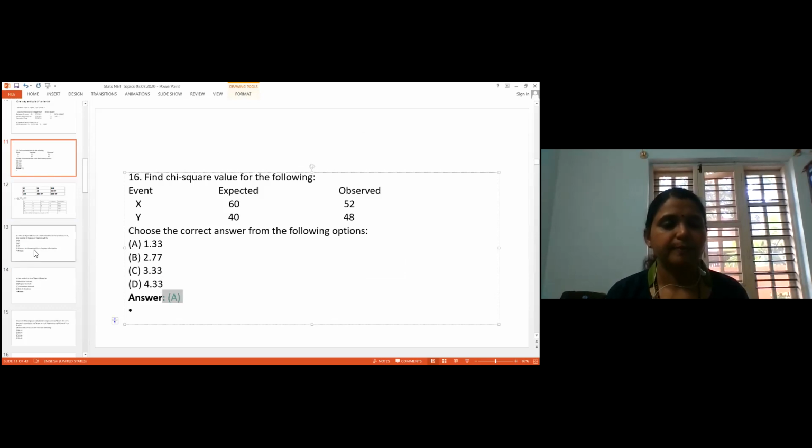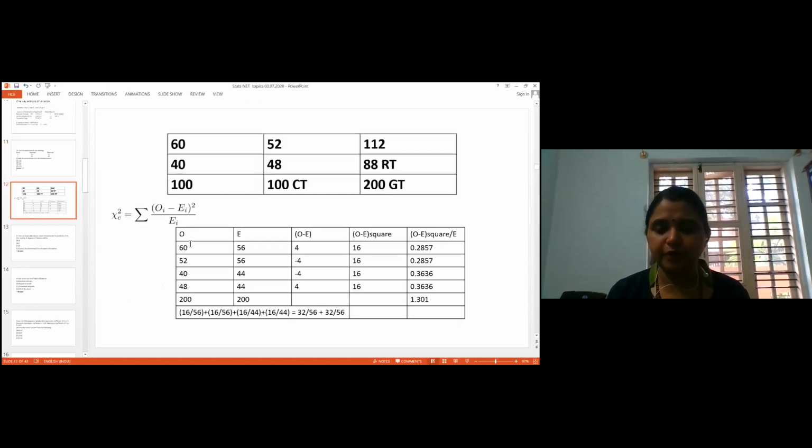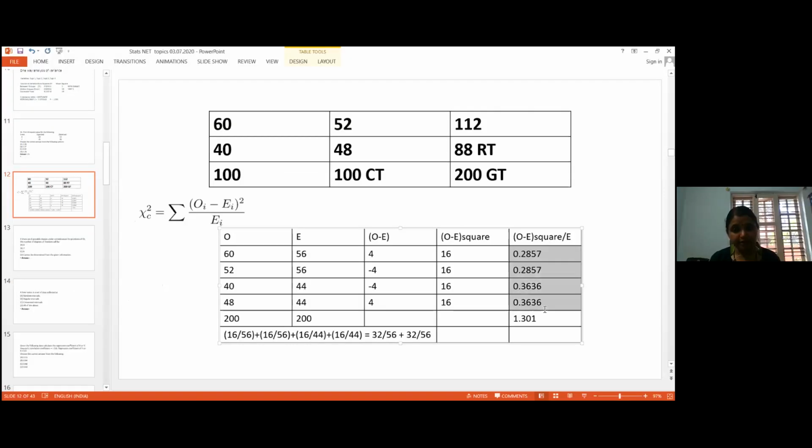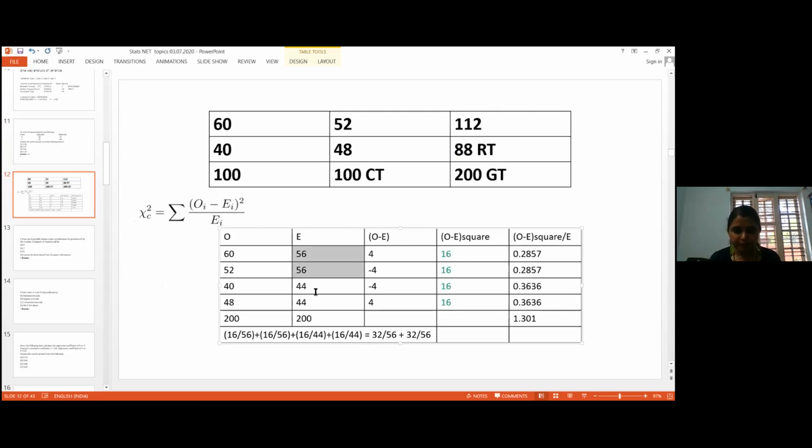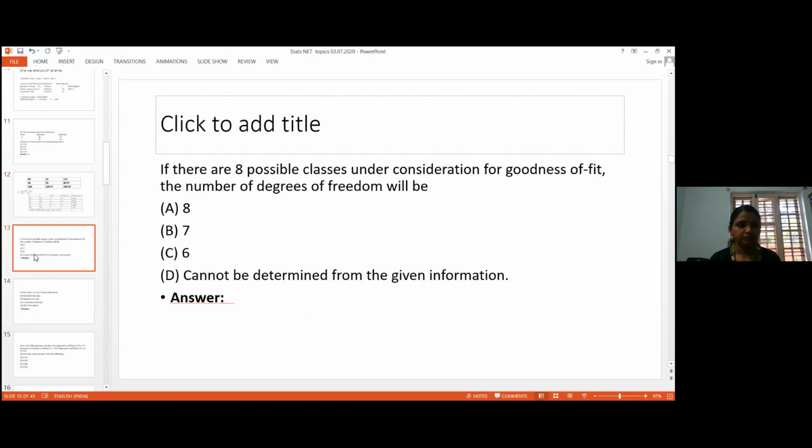I have shown you how that 1 point is appearing. Either way, if you have time, you can calculate one by one like this, 16 by 56, then 16 by 56. The columns that are used are this one, no highlight option. Yes, and this one. Fine, let me proceed. Let's proceed to the next question.